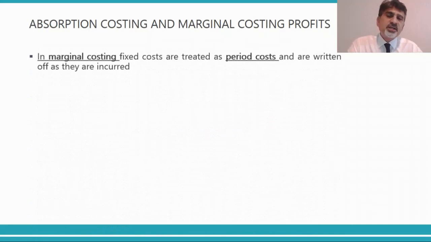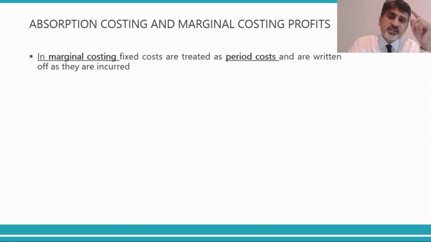In marginal costing, fixed costs are treated as period costs and are written off as they are incurred. We discussed that in marginal costing, you do not add fixed costs into the units. Because if you add them into the units, wherever those units transfer to the next period, fixed costs will also be transferred. That is not allowed under marginal costing.